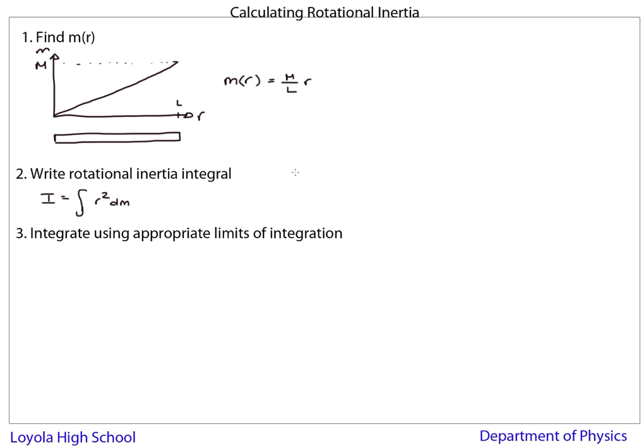There's a little side dish with this. Step 2a is a little side dish. What we want to do is find what dm is. So dm/dr is the derivative, which, if you take the derivative of this equation, is M over L. Therefore, dm is equal to M over L dr.